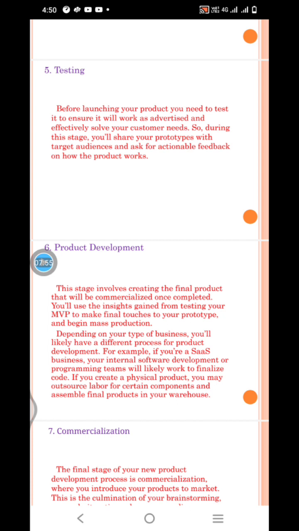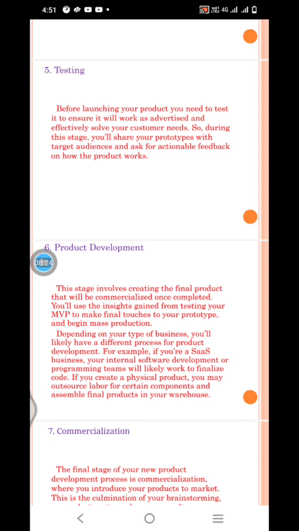Depending on your type of business, you will likely have a different process for product development. For example, if you are a SaaS business, your internal software development or programming teams will likely work to finalize code. If you create a physical product, you may outsource labor for certain components and assemble final products in your warehouse.